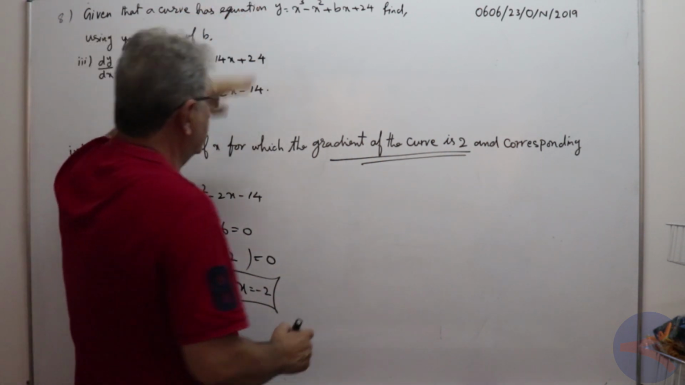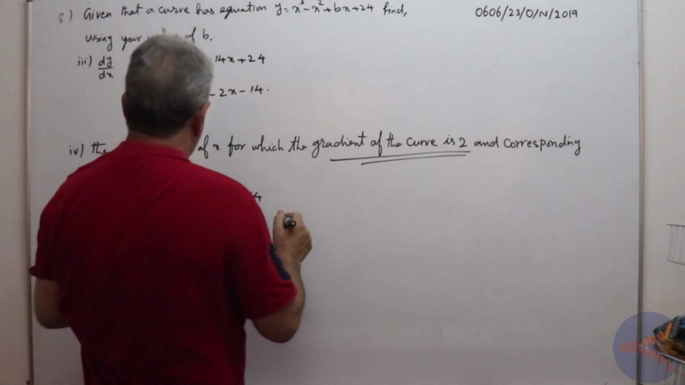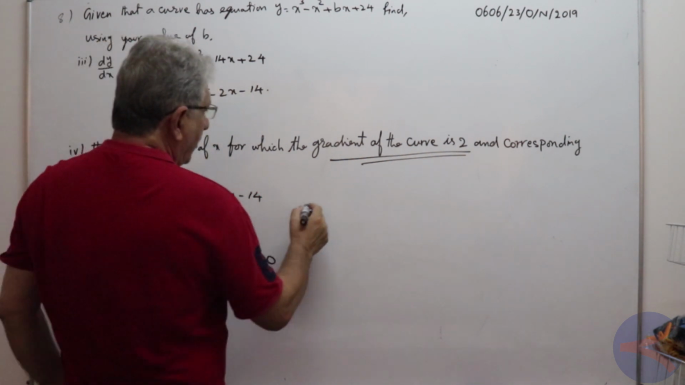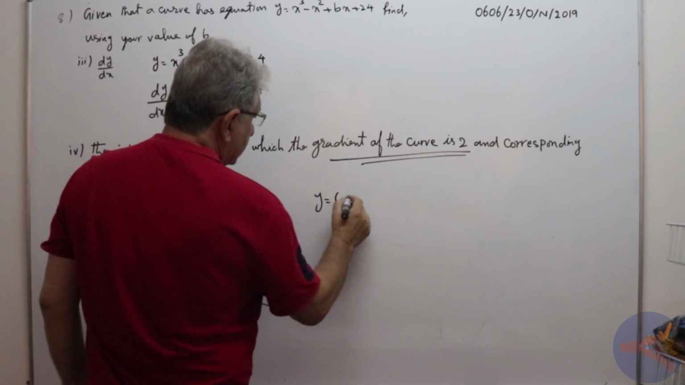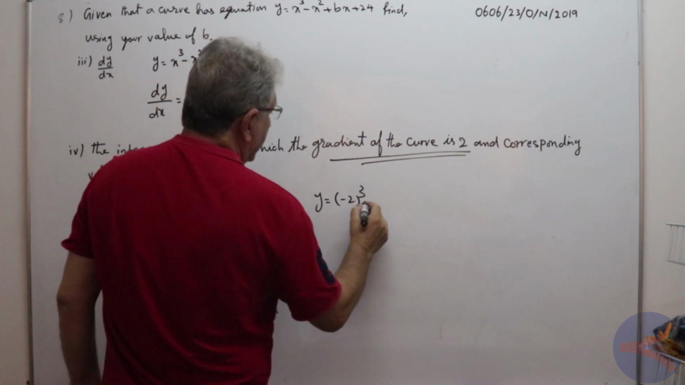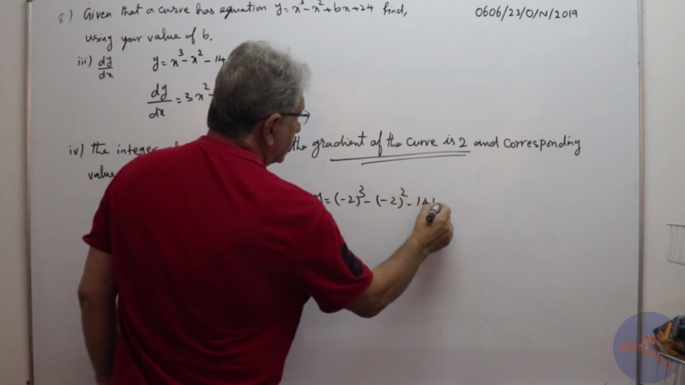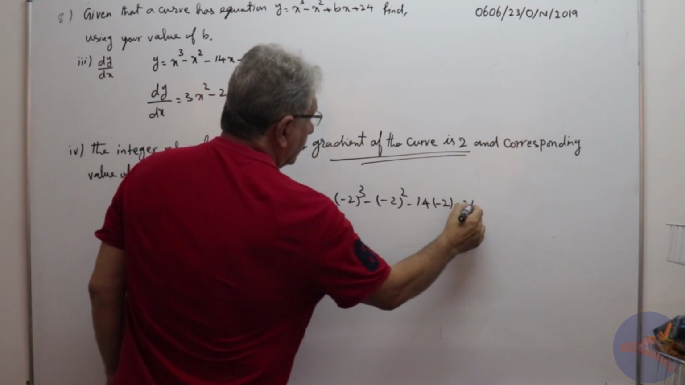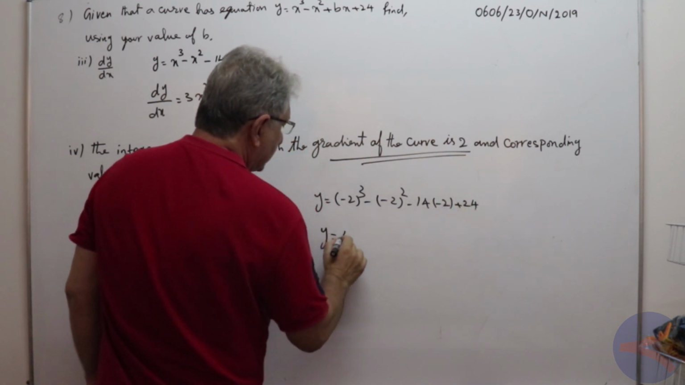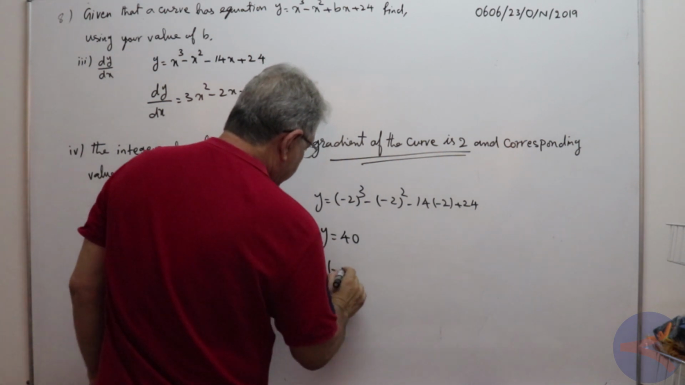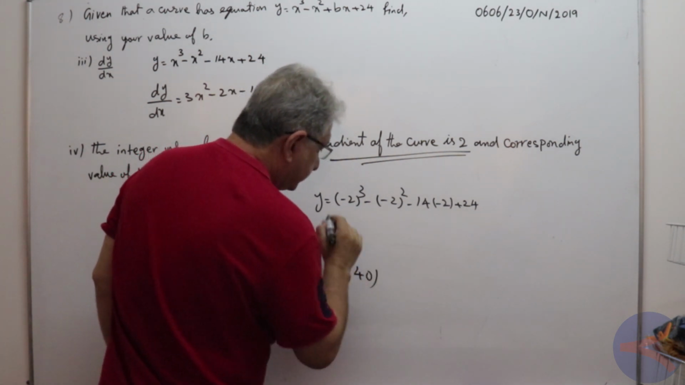Just put it in this function to get the value. Y is equal to, therefore, negative 2 to the power of 3 minus negative 2 to the power of 2 minus 14 times negative 2 plus 24. You calculate this, you are going to get y equal to 40. Therefore, the point is minus 2 and 40.